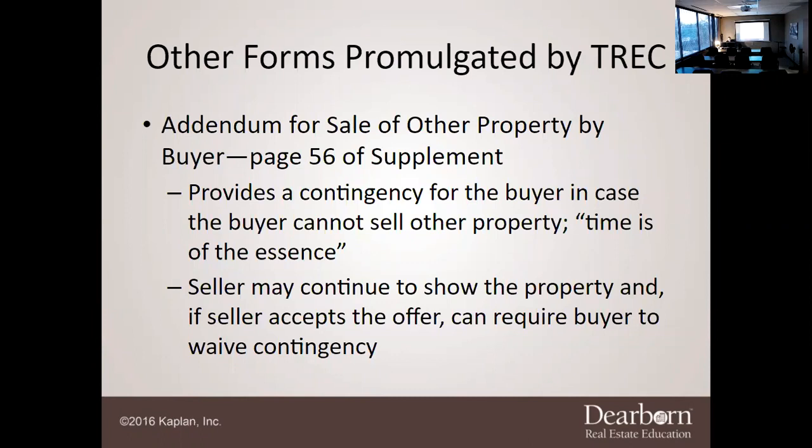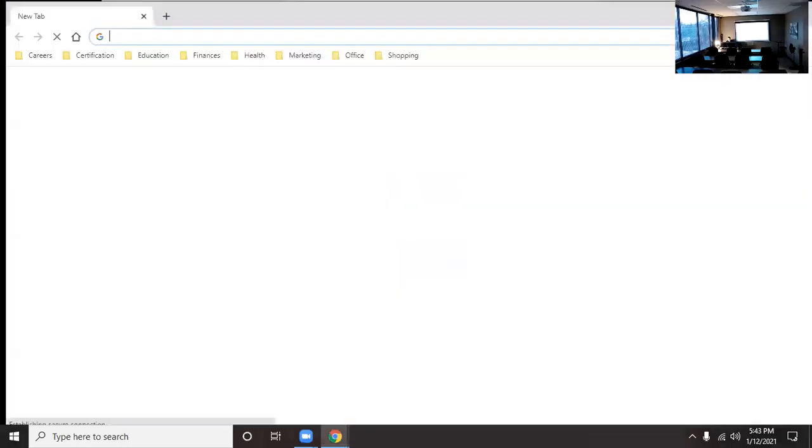So, in regards to the addendum for sale of other property by a buyer, it basically provides a contingency for the buyer in case the buyer cannot sell their property. And in this contract, time is of the essence. So the seller may continue to show the property, and if the seller accepts the offer, they can require the buyer to waive the contingency. Okay? So with that being said, let me explain this.